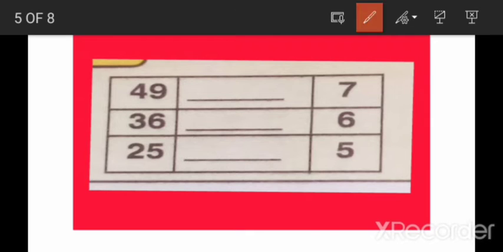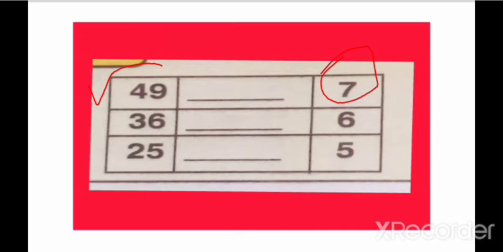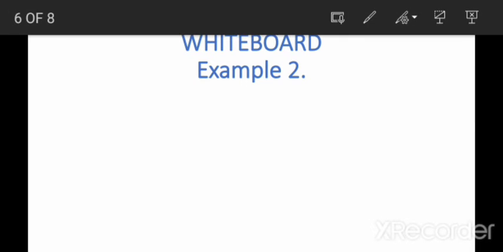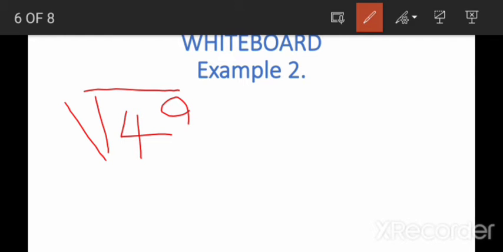Now, assuming this 7 was not given to us, how do we get the 7 when 49 is given to us? What we simply do is to take the square root of 49. The square root of 49 is equal to 7.